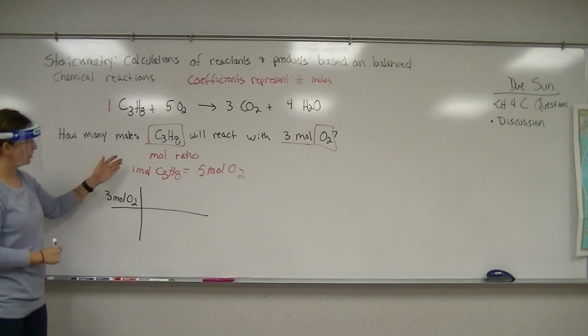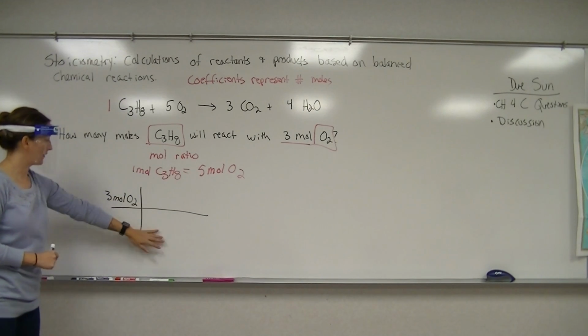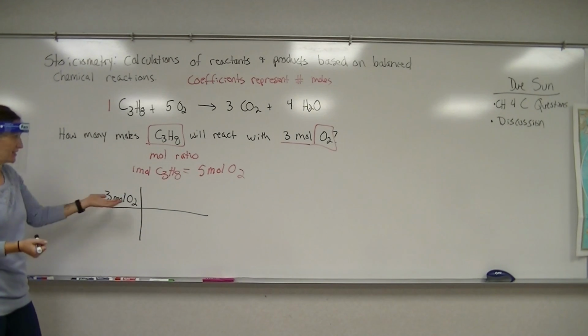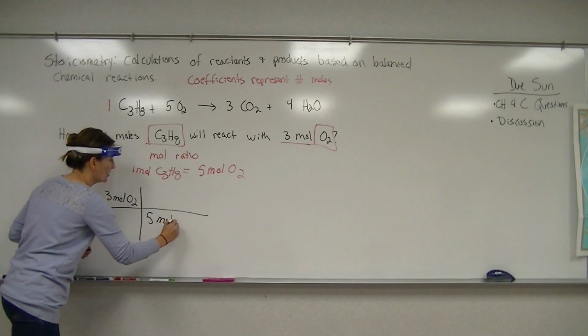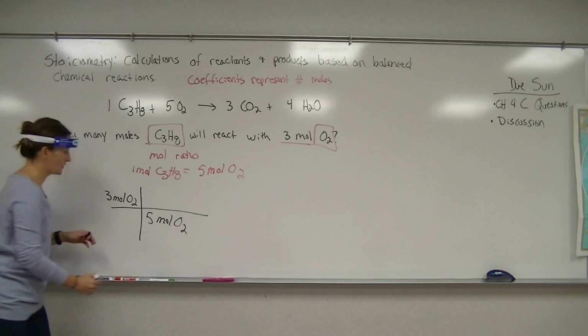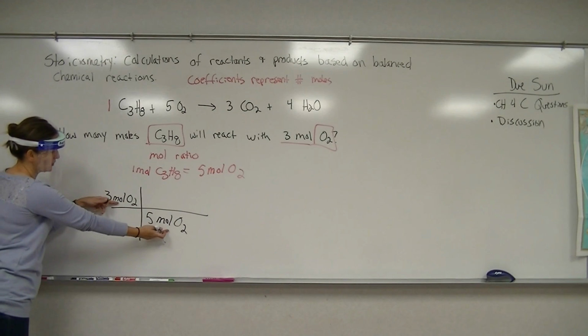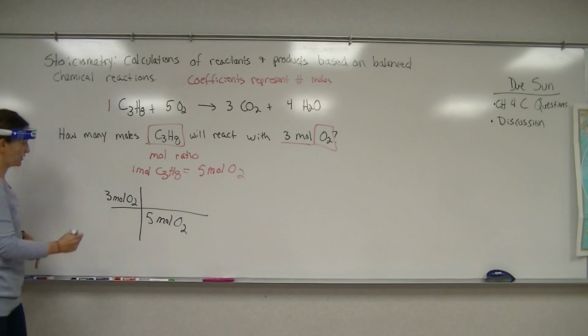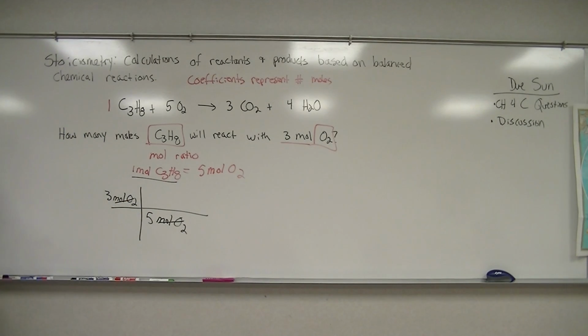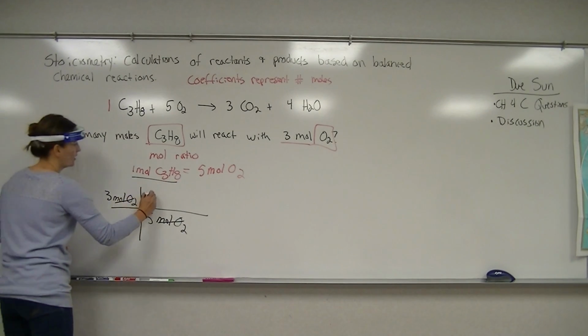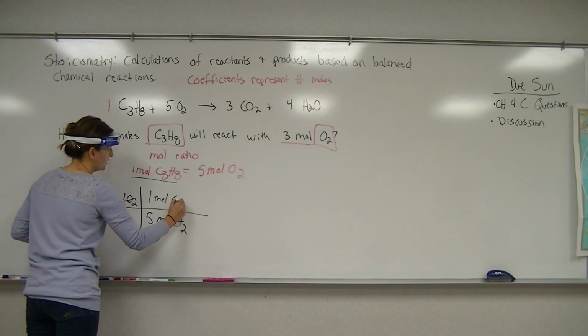Do I want the 5 moles on the top or on the bottom? Bottom. It's the same theory that we did before. You're trying to cancel out what you don't want and keep what you do. So we're going to put the 5 moles of O2 on the bottom so that moles of O2 are on opposite sides of this horizontal line, canceling out. And that's going to put the other part of the conversion factor, the 1 mole C3H8, on the top.